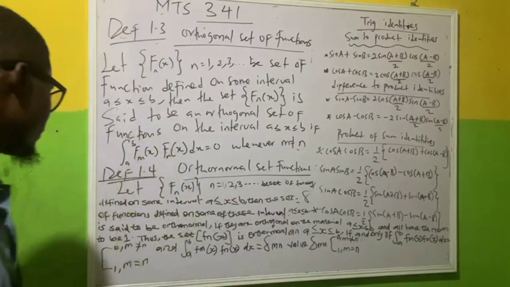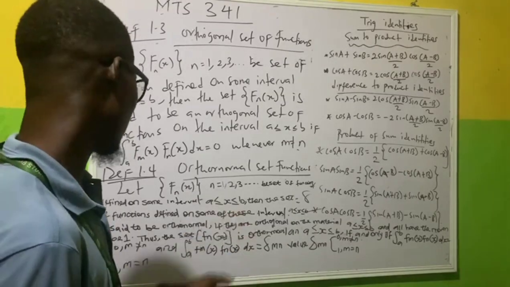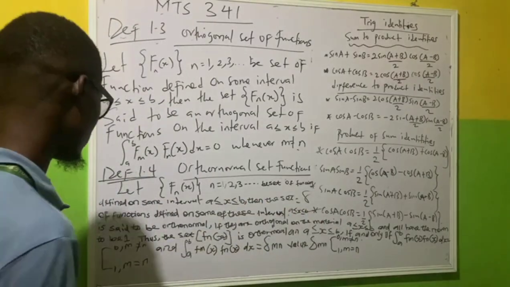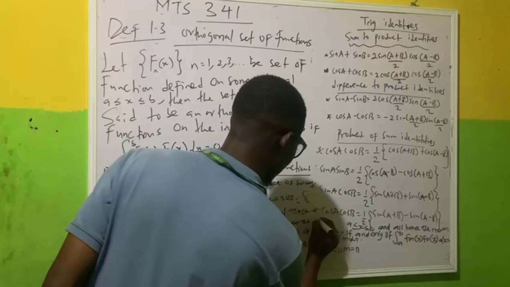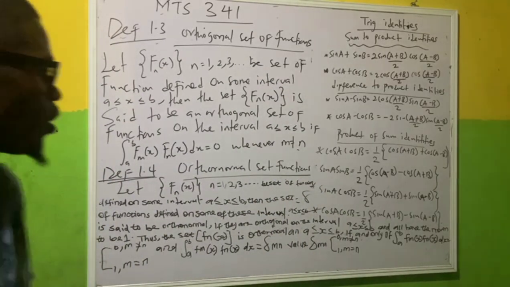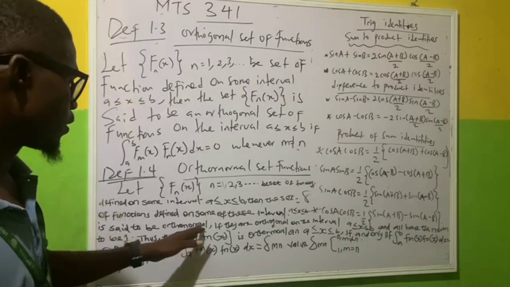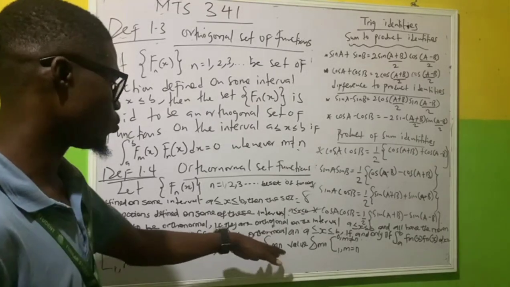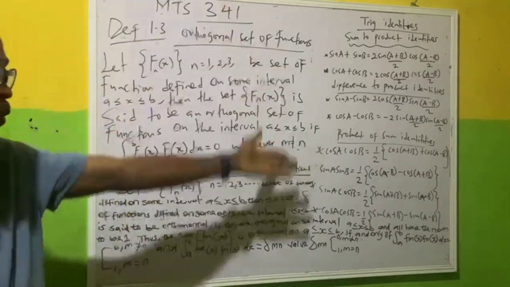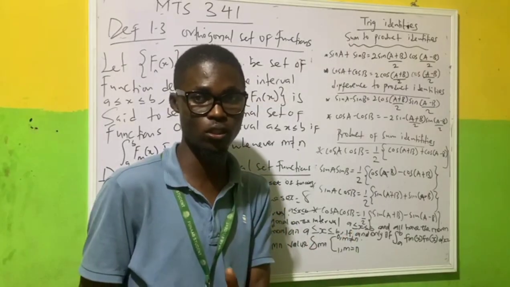A set of functions is said to be orthonormal on the interval a to b if they are orthogonal on the interval a to b. I want you to see it, that's why I'm writing it. And all have the norm equal to 1. Thus the set f subscript n of x is orthonormal on the interval a to b if and only if, or you may not write this in full, you can just abbreviate it as IFF.